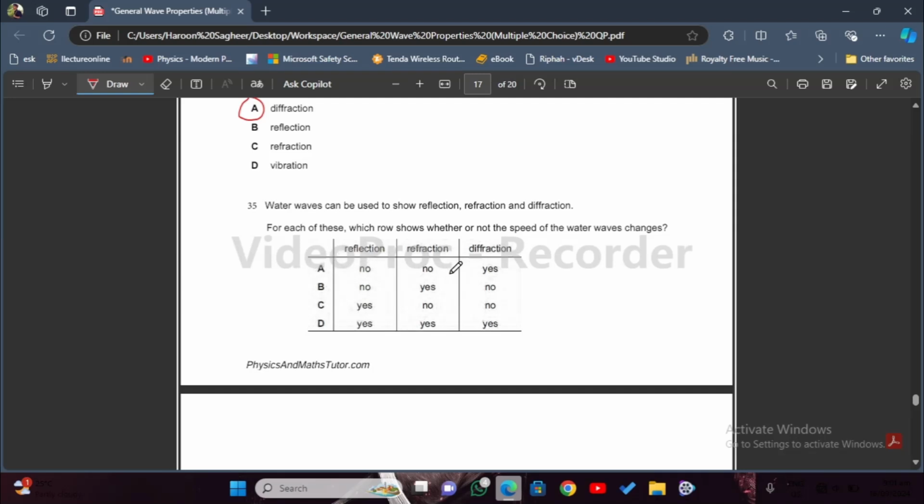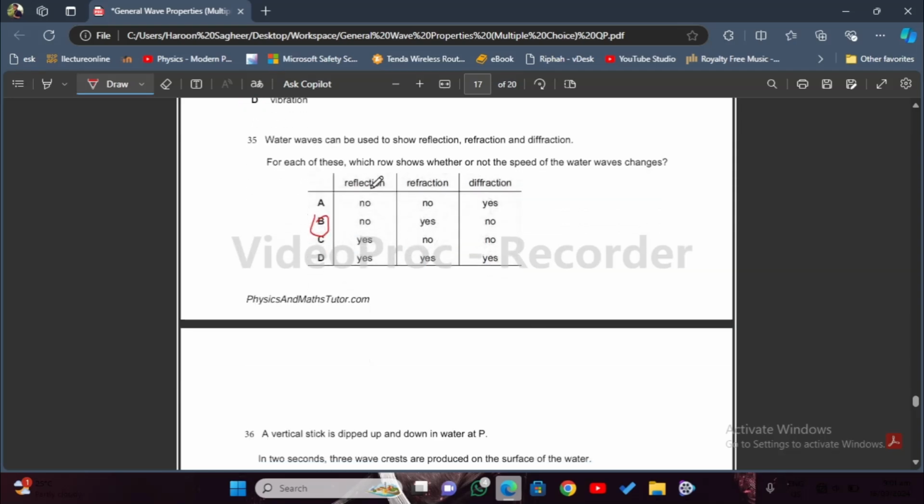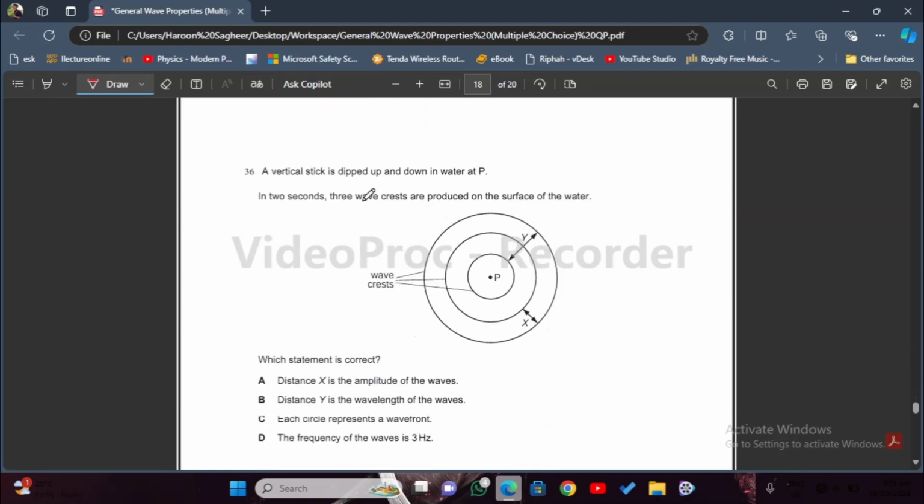So of course, which option is correct? Now B is correct. Reflection, no. Refraction, yes. Diffraction, no. As you can see in the question, we were discussing which process changes the speed or wavelength.